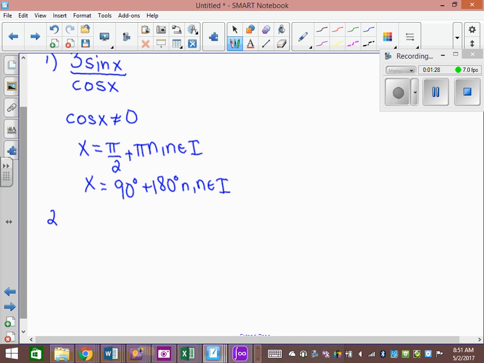Number 2. Yep, good call. You are correct. It would make no sense if it could equal it. So cos is the x and sine is the y.